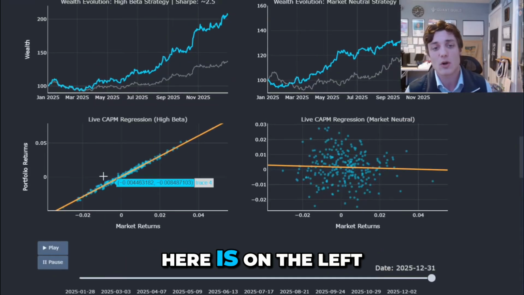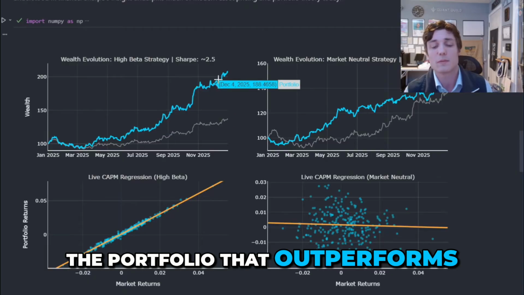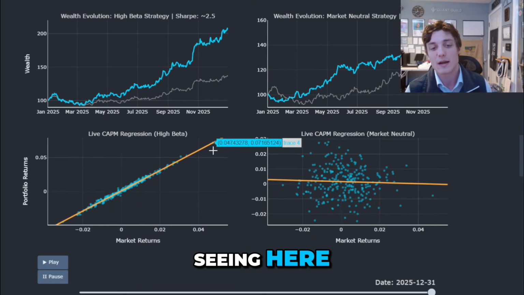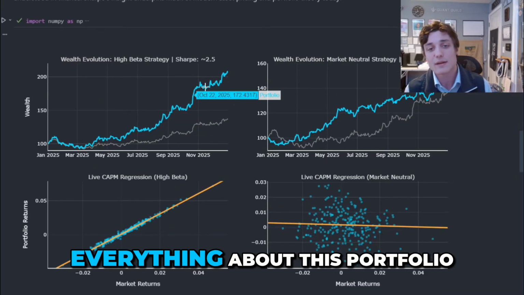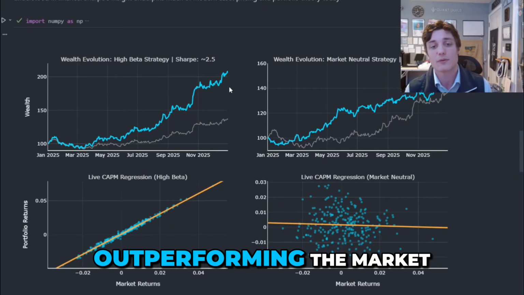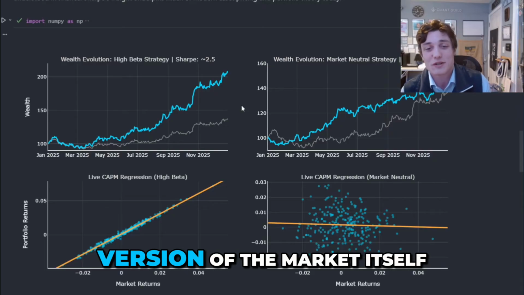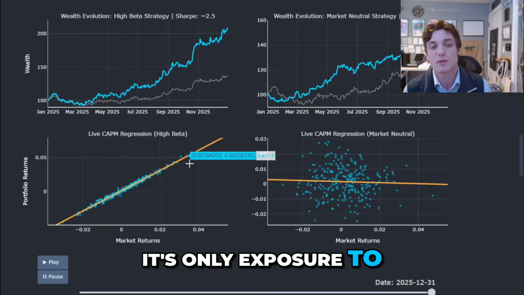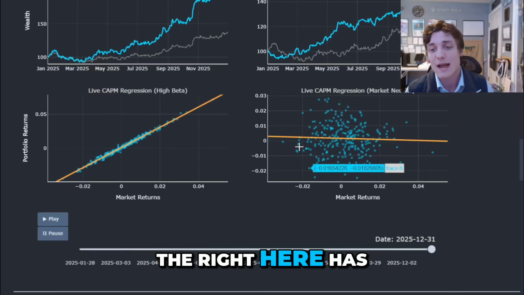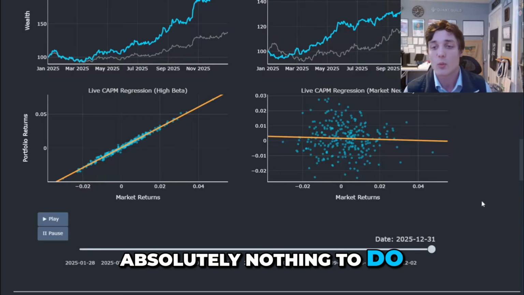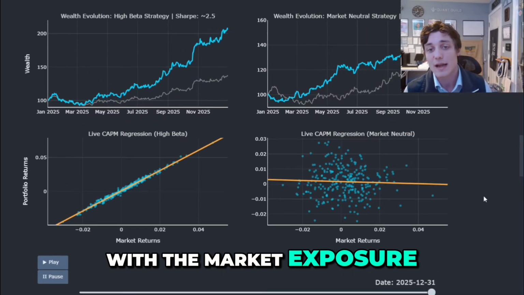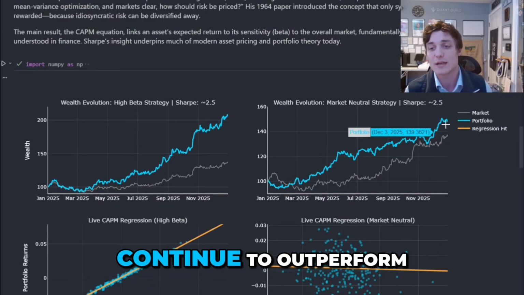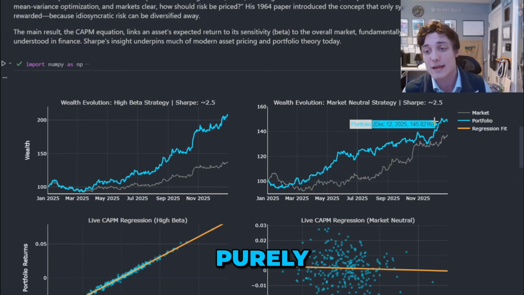And what you're seeing here is on the left, the portfolio that outperforms the market is just taking on extra market exposure. That is what you're seeing here. The returns are highly correlated. Everything about this portfolio outperforming the market is just a leveraged version of the market itself. There is no outperformance in that sense. It's only exposure to the market factor. But the portfolio on the right here has absolutely nothing to do with the market exposure. If the market were to tank, this portfolio would tank alongside with it, and this one would continue to outperform. It is earning purely alpha.